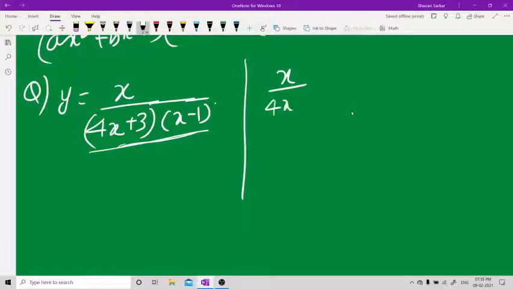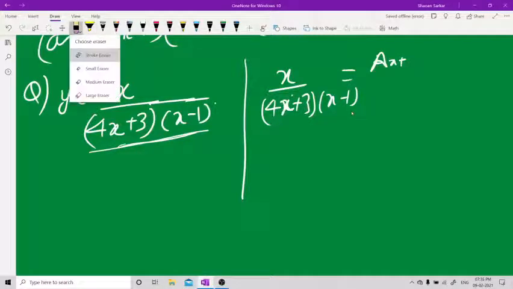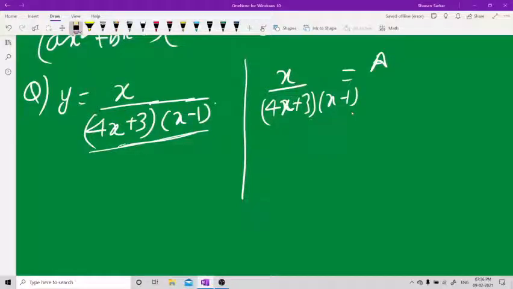4x plus 3 and x minus 1 is equal to, since the power is 1, you write only one constant. If the power is 2, then you write ax plus b, like this it goes. If the power is 2 then ax plus b, as here the power is 1, so only a constant will come.